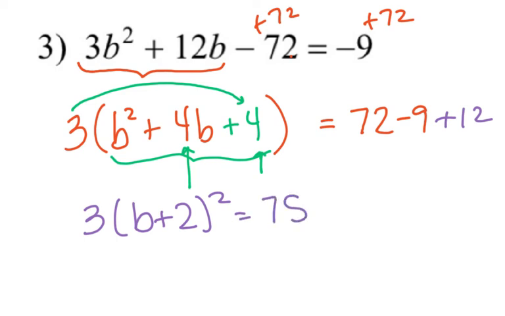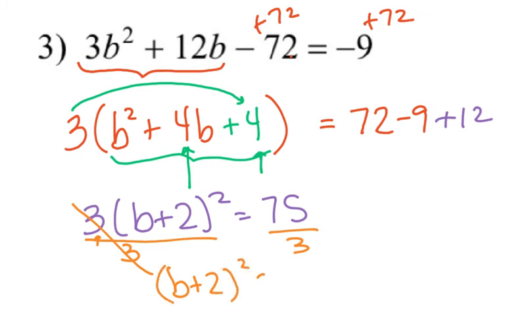Okay, now to solve for b, remember we're trying to get the b by itself, so I need to peel off those layers, and the first layer that needs to come off is that 3. So I'm going to divide both sides by 3, and I'm going to have b plus 2 quantity squared is equal to 25.